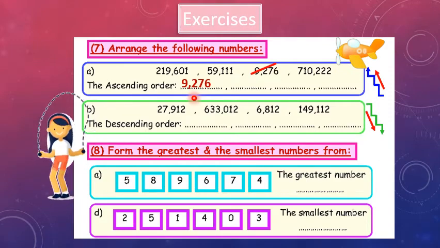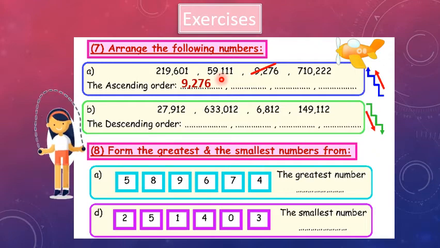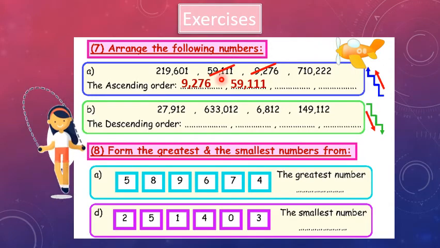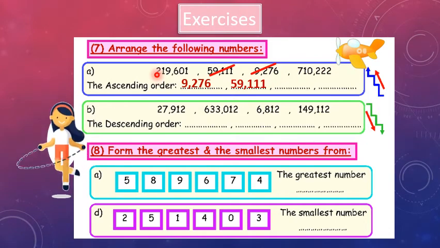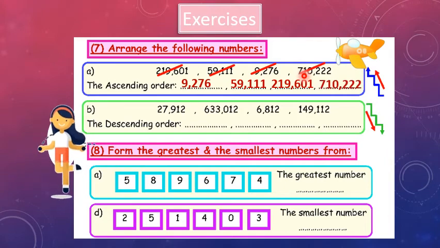Then cancel it and write it down here. Next one, we have here 5 digits. Cancel it, then write it down here. And we have here 6 digits and 6 digits. From the highest place value, here we have 2 in the hundred thousands place and 7 in the hundred thousands place. The biggest will be 700. Sorry, the smallest will be 219,601. And the last one will be 710,222.